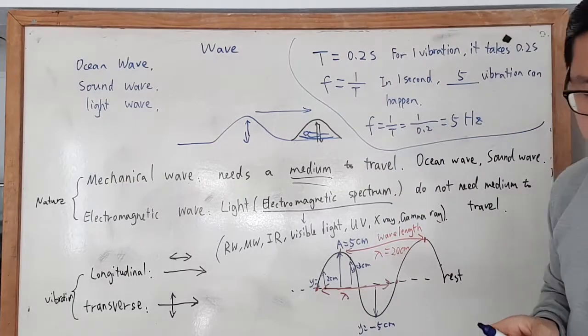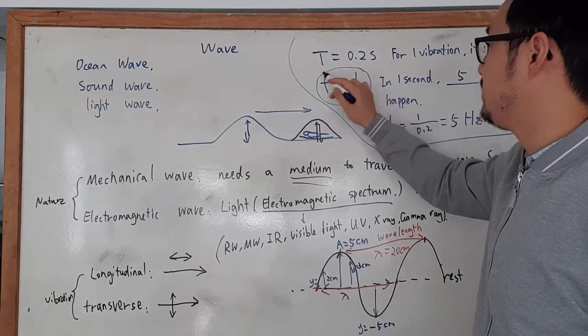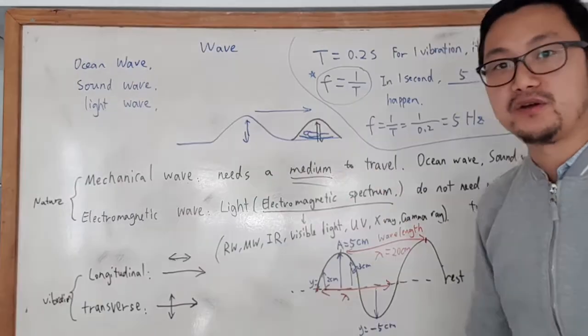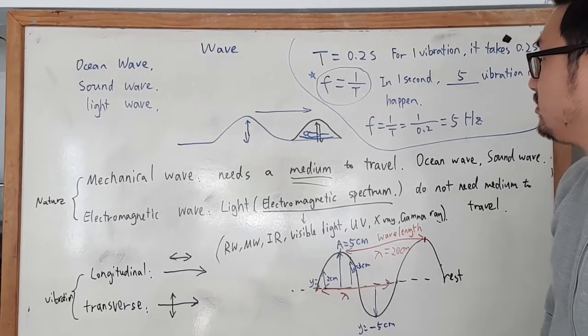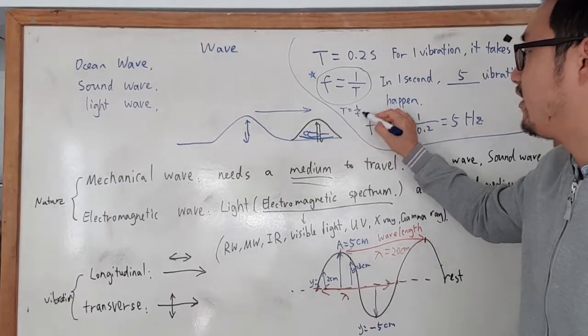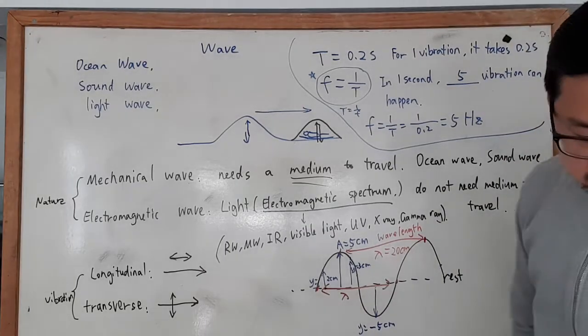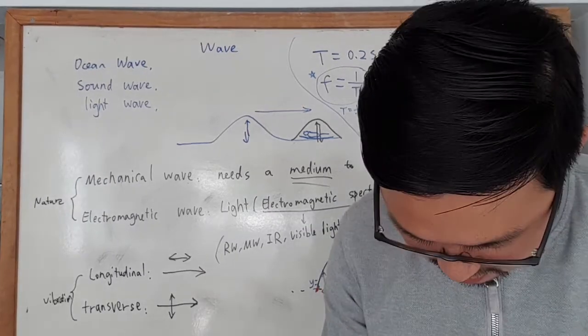Okay, so this equation is super important. F equals 1 over T, or you can go period T equals 1 over f, and that's the same thing. All right, so that's how we know how this works.